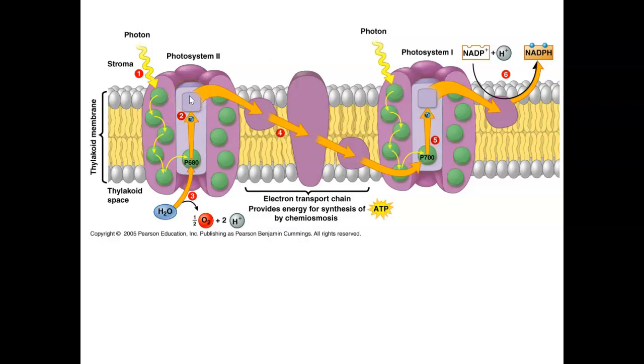Now these high energy electrons are going to go down an electron transport chain. They're going to get back to photosystem 1. They're going to get re-excited and go down a second electron transport chain, and ultimately they can leave in an electron shuttle. We're also going to make some ATP. So we'll talk about this in more detail. But notice that they work together.